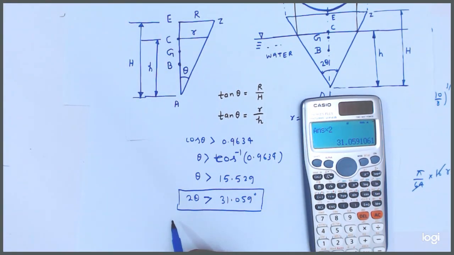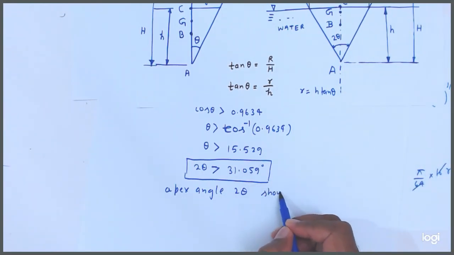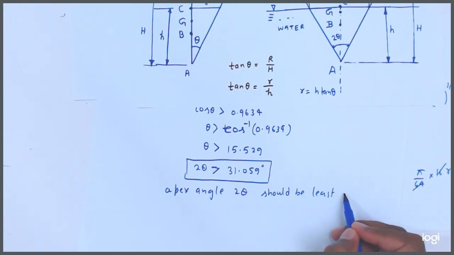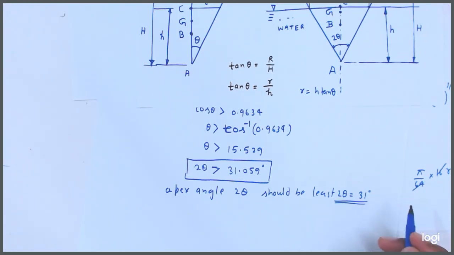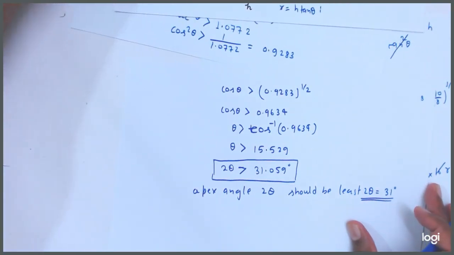So what is the apex angle? Least apex angle how much will it be? It should be 31 degree. So apex angle 2 theta should be least when 2 theta is equal to 31 degree. This could be the answer. Okay friends, this could be the answer.